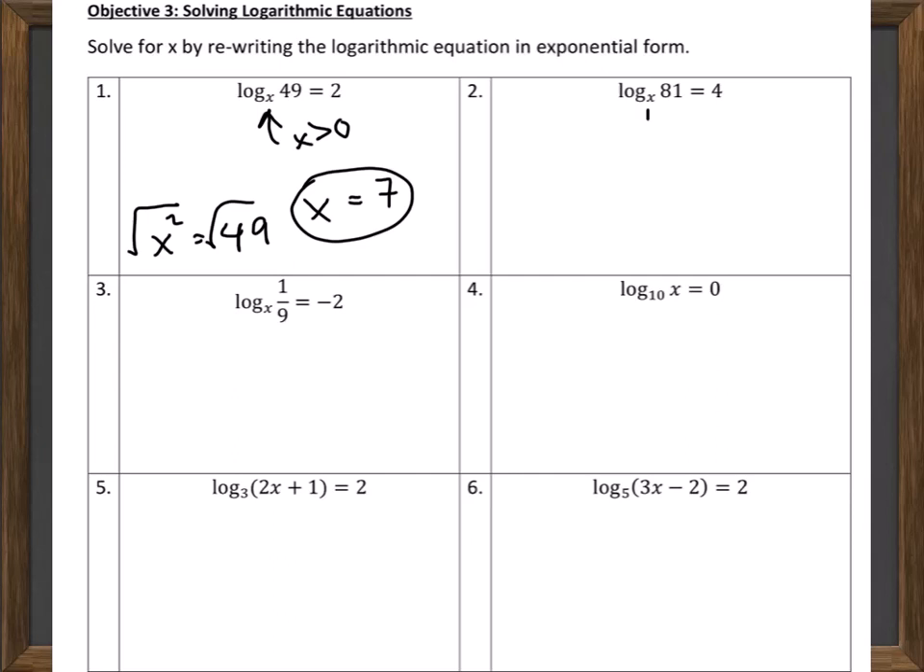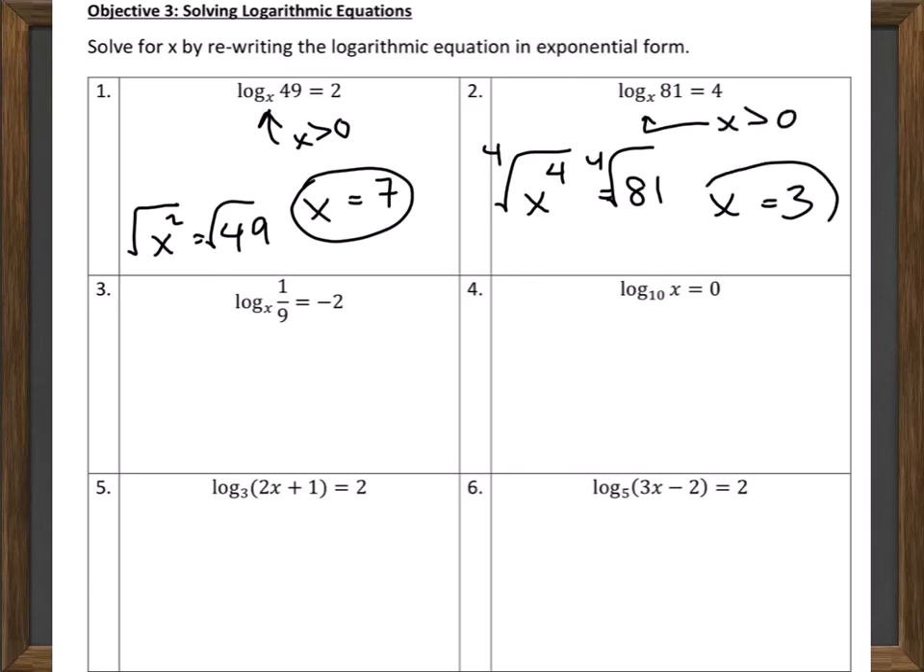Let's do the next one. Again, x is our base, 4 is our exponent, so we have some number raised to the 4th power is 81. How do we solve that? We just take the 4th root of both sides, and we get x is equal to 3. Again, you might be thinking x is actually equal to plus or minus 3, but remember when we introduce logs, we have the restriction that x has to be greater than 0, so the only solution is positive 3, not negative 3.